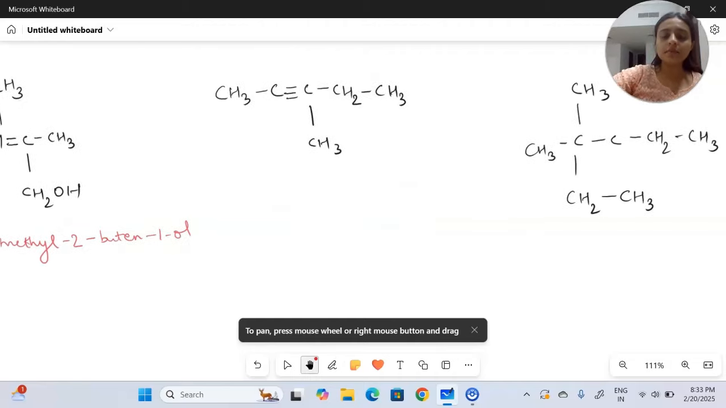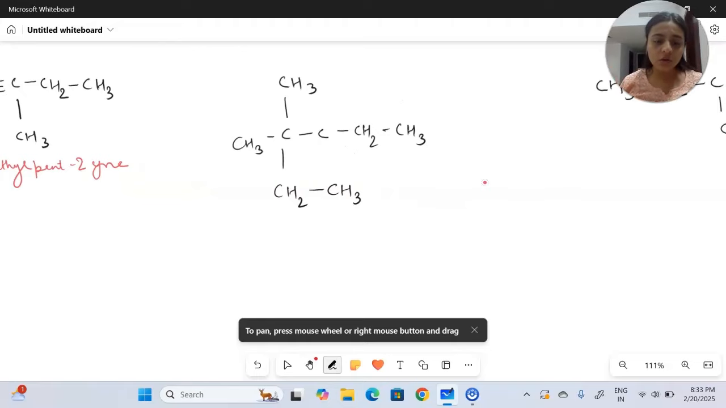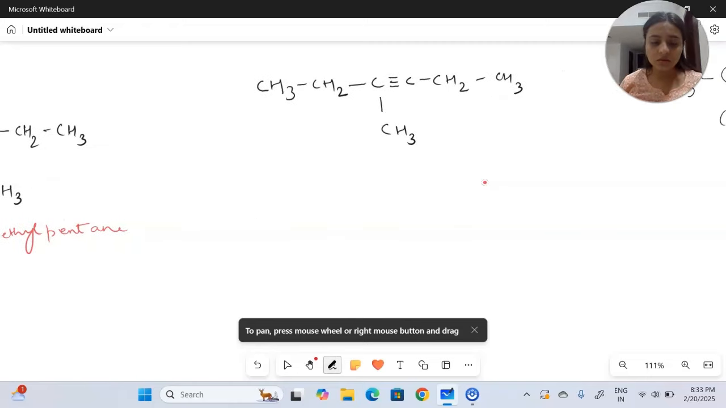Now what about this one? How are we going to write this one? So this one is like 3-methylpent-2-yne, because a triple bond is there. Then we will write this one. How will it go? It goes like 2,2-dimethylpentane, because you can see there are 2 methyl branches. Okay, now what about this one?